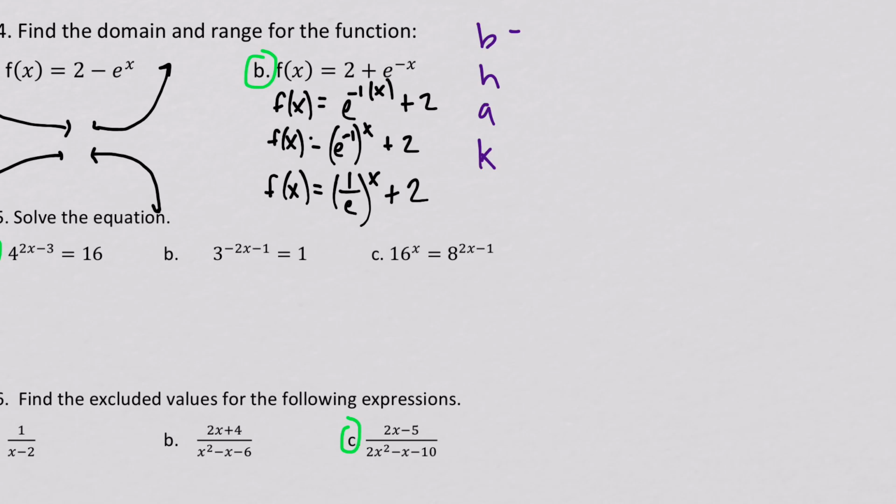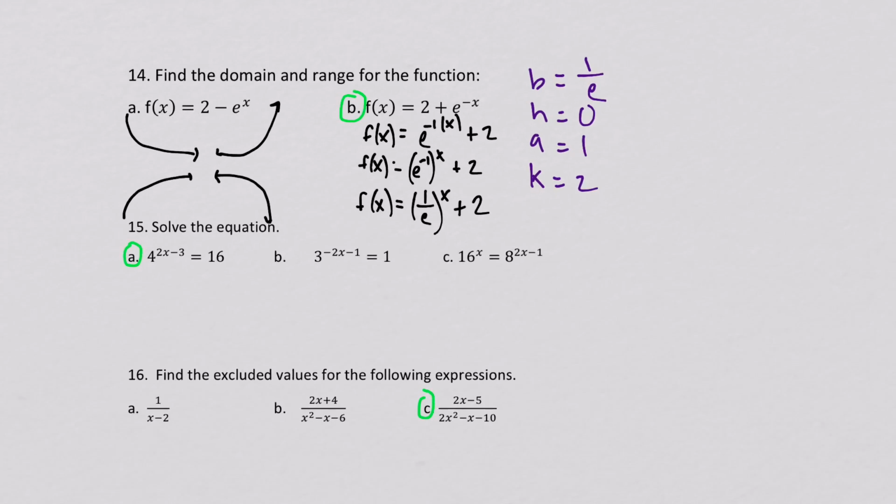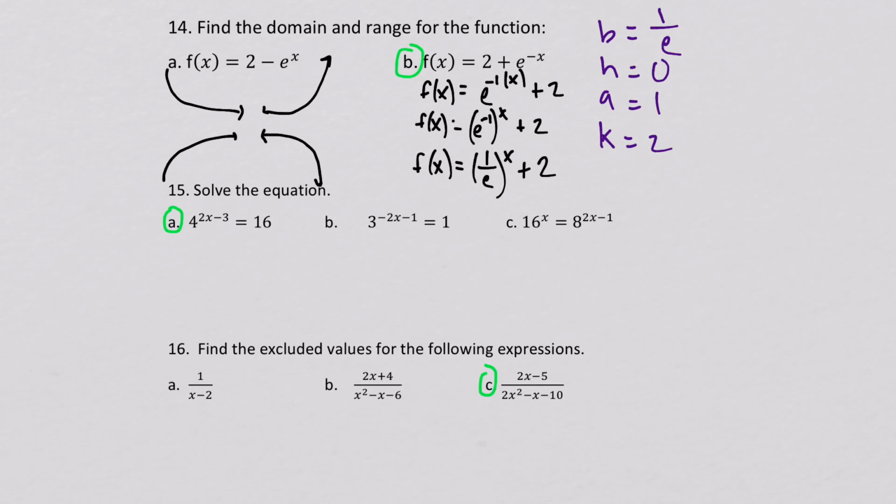B is 1 over e, not e. H is 0, so it does not move left or right. A is 1, right? There is no A value. And K is 2. What determines what it looks like is your B value, basically, and your K value, right? That's what determines what's happening to this function.